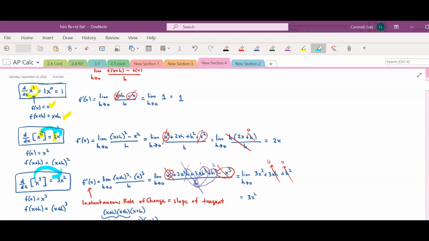Alright, so hopefully you're able to pause the video and see the pattern. So the idea is if you have some type of power, right? Let's say you have this function x to the 100, and you're asked to find the derivative.